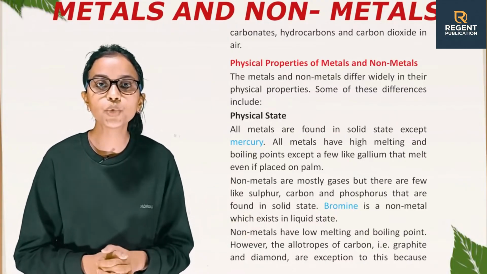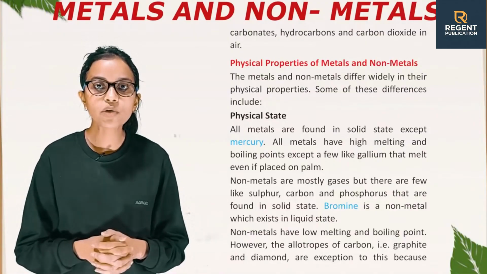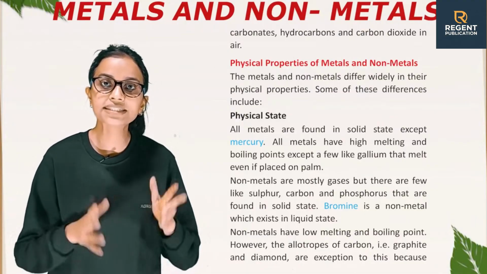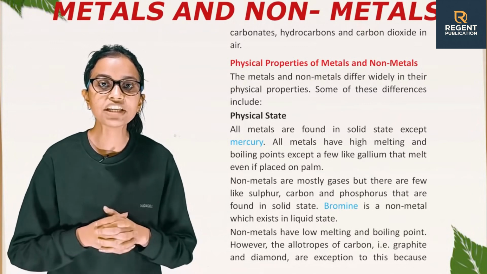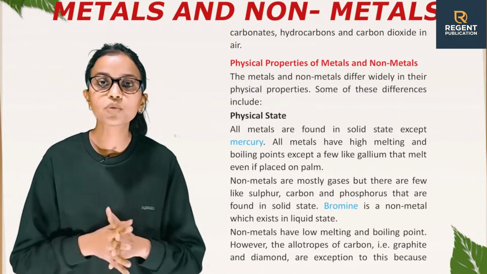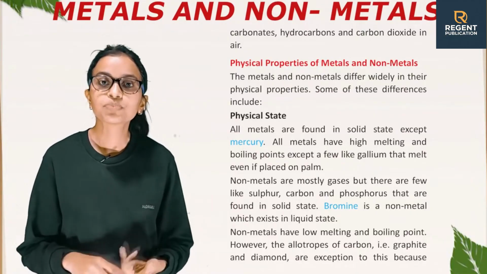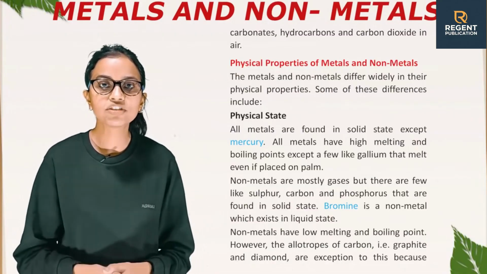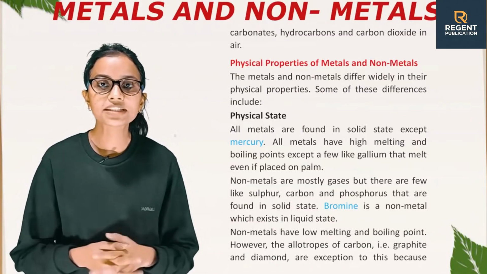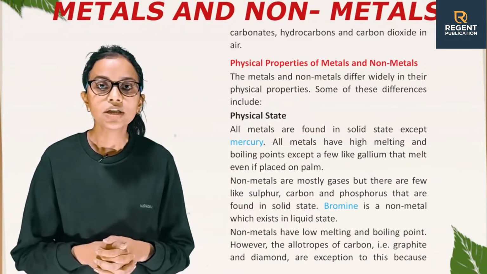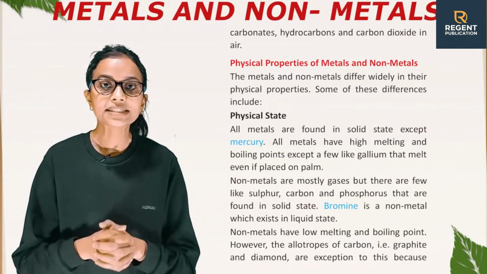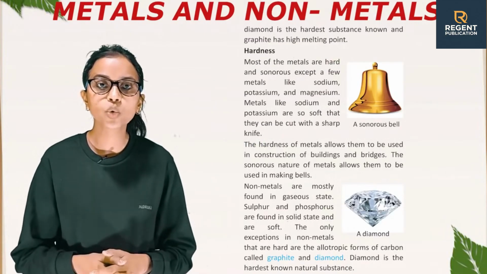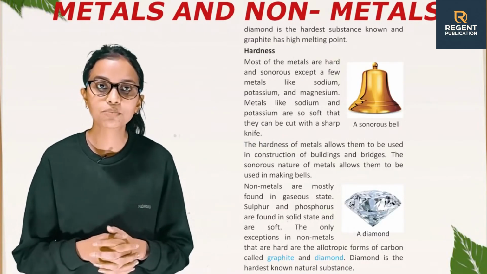Some of these differences include physical state. All metals are found in solid state except mercury. All metals have high melting and boiling points except a few like gallium, which melts even if placed on the palm. Non-metals are mostly gases, but there are a few like sulfur, carbon and phosphorus that are found in solid state. Bromine is a non-metal which exists in liquid state. Non-metals have low melting and boiling points. However, the allotropes of carbon, that is graphite and diamond, are exceptions to this, because diamond is the hardest substance known and graphite has a high melting point.